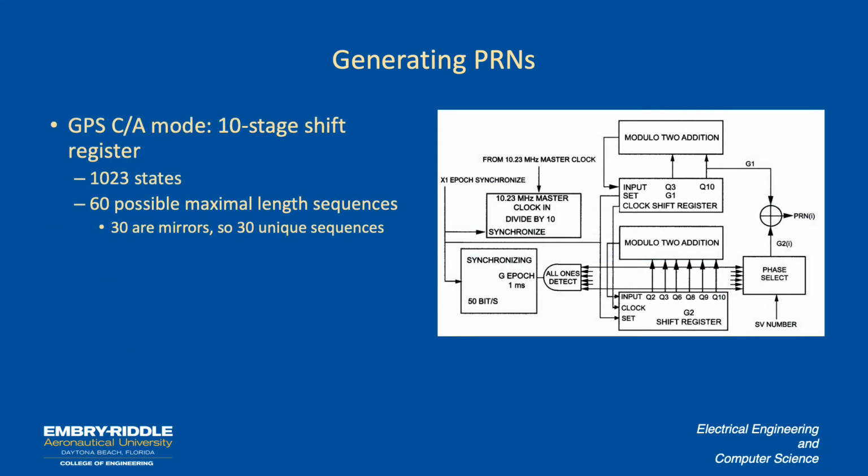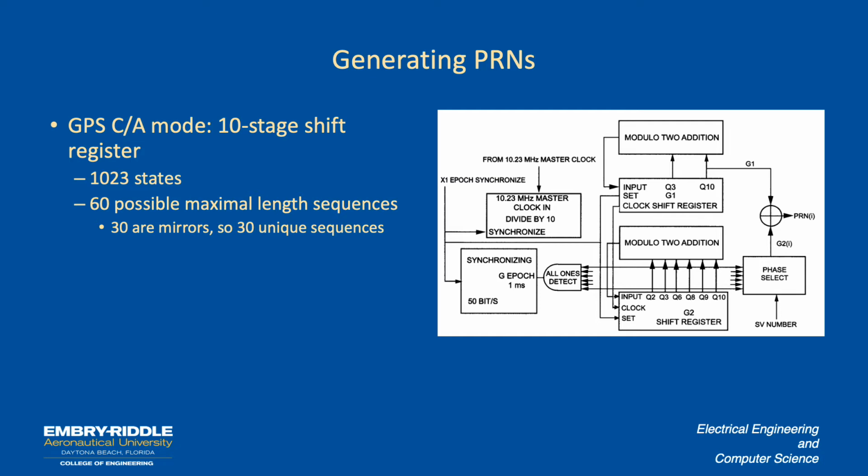For the GPS satellites, the pseudo-random noise sequences are generated using a 10-bit shift register. So 2 to the 10th is 1024, so our maximal length sequences will have 1023 states. You can show that there are going to be 60 possible maximal length sequences. The rest of them will not be maximal length. And of those, 30 are just mirror images of the other 30. So there's really only 30 unique sequences that we'll be talking about here.